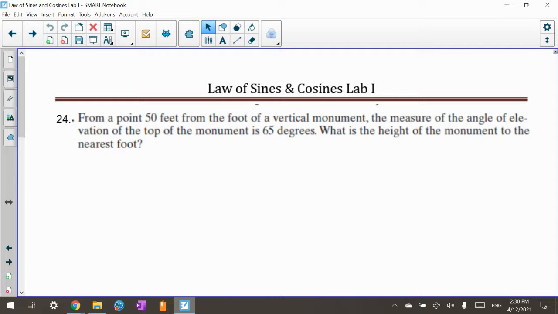Hi everybody, this is my Law of Sines and Cosines Lab 1 for pre-calculus, and I'm going to do some of the word problems because I think what makes these tricky is trying to draw the picture. So this one is from a point 50 feet from the foot of a vertical monument.